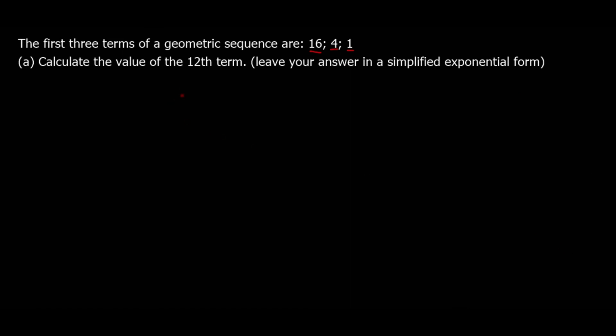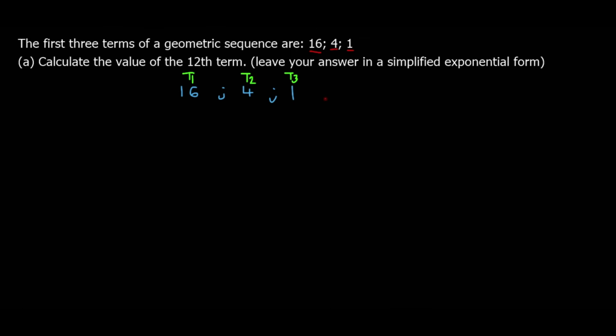Let's rewrite our sequence: 16, 4, and 1. This is term number 1, term number 2, and term number 3. For a geometric sequence, moving from one term to another, we multiply by the constant ratio. So to get term number 4, we multiply by the constant ratio, and then term number 5, we multiply by the constant ratio again, continuing in this way until we reach term number 12.